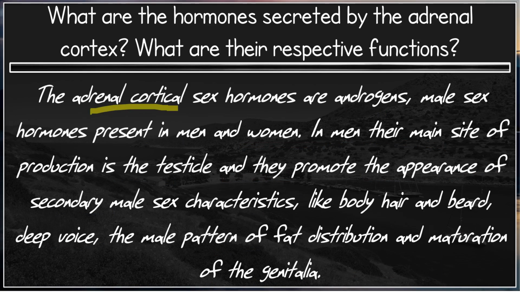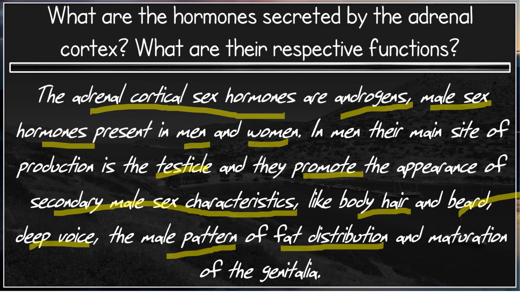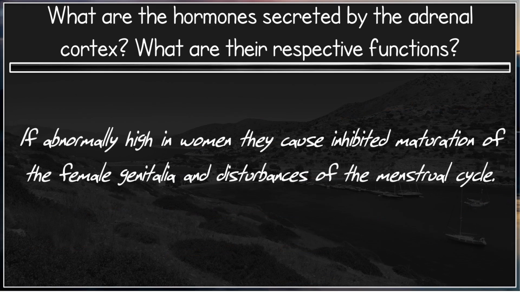The adrenocorticosex hormones are androgens, male sex hormones present in men and women. In men, their main site of production is the testicle, and they promote the appearance of secondary male sex characteristics like body hair, beard, deep voice, male pattern of fat distribution, and maturation of the genitalia. If abnormally high in women, they cause inhibited maturation of the female genitalia and disturbance of the menstrual cycle.